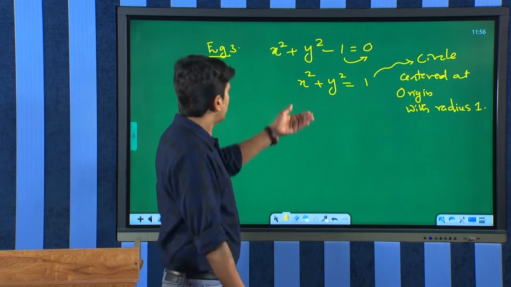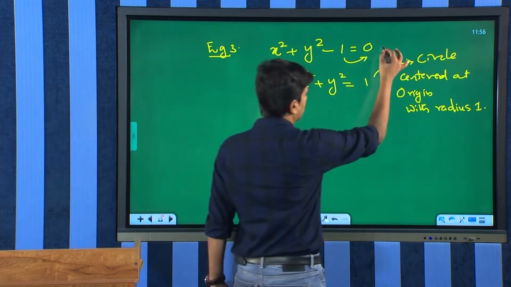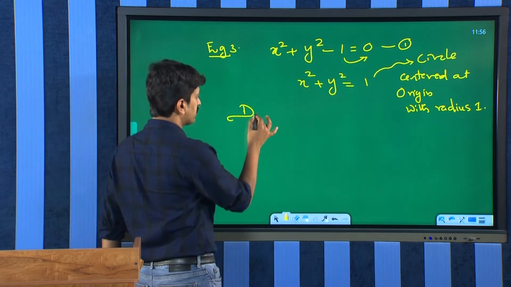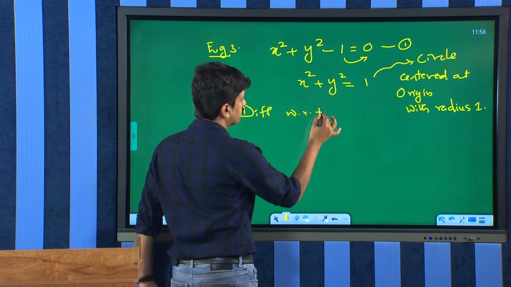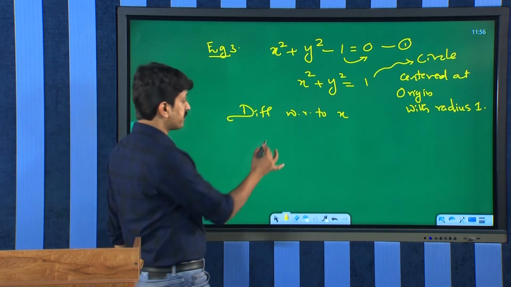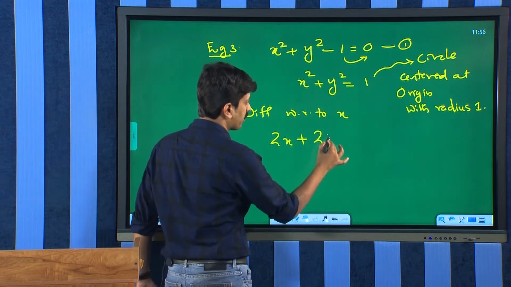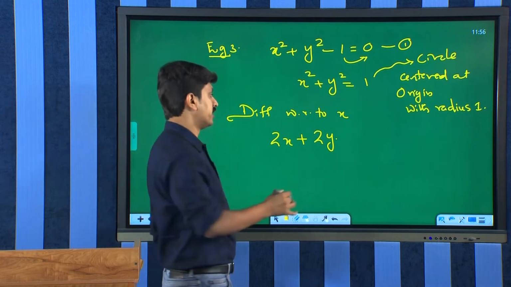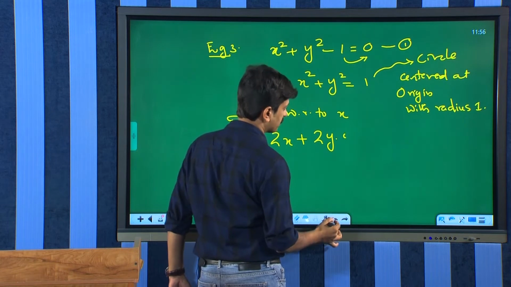Fine. I would like to differentiate this equation. I put this as equation number 1 and differentiate with respect to x. Instead of x square we have the derivative 2x, and instead of y square we have 2y. Not only 2y, we again have to put a dy by dx if we differentiate y. Therefore, dy by dx, simply we can write this as y dash.